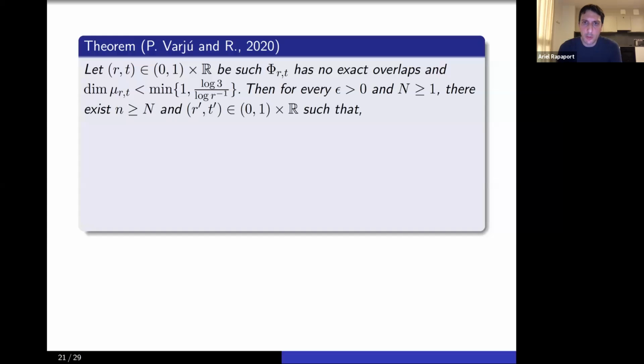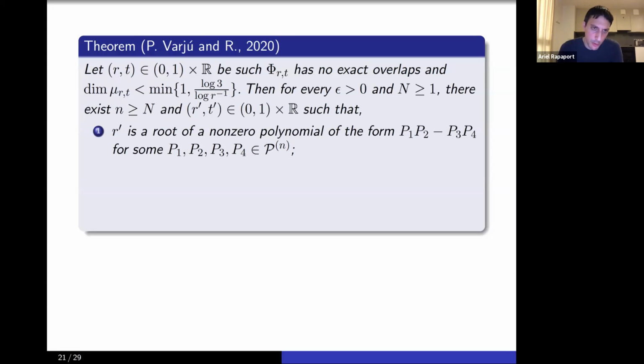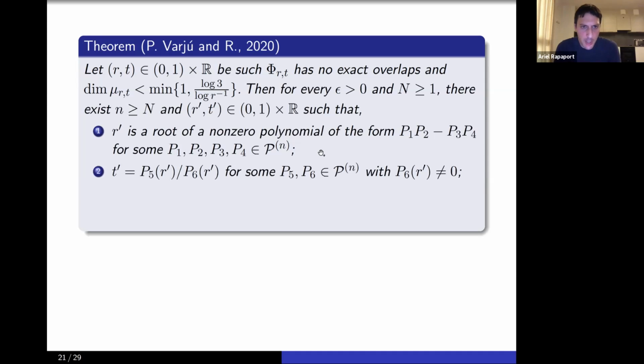But if such a point exists, then we know the following: for every epsilon and big N, there exists n larger than big N and a point (r',t') in the parameter space such that the following conditions hold. r' is a root of a non-zero polynomial of this form, for some polynomials P1 up to P4 in P_n. t' is of the following form for some polynomials P5, P6 in P_n. Again, for r' and t' we have good control over their degree and height in terms of n. The third condition is that r' and t' approximate r and t extremely well in this sense. And the last condition is that the dimension of mu_{r',t'} is less than the dimension of mu_{r,t} plus epsilon. So if epsilon is small enough, this measure would also have a dimension drop.